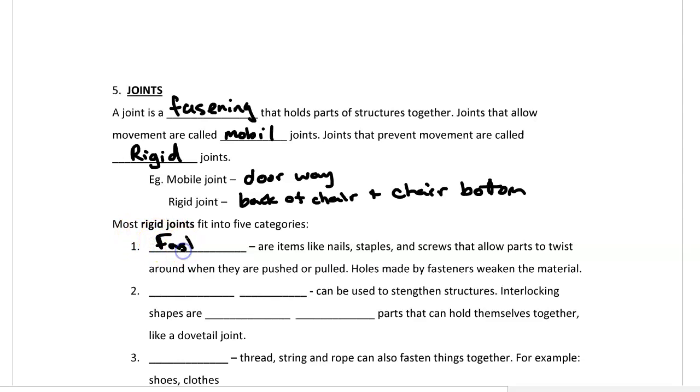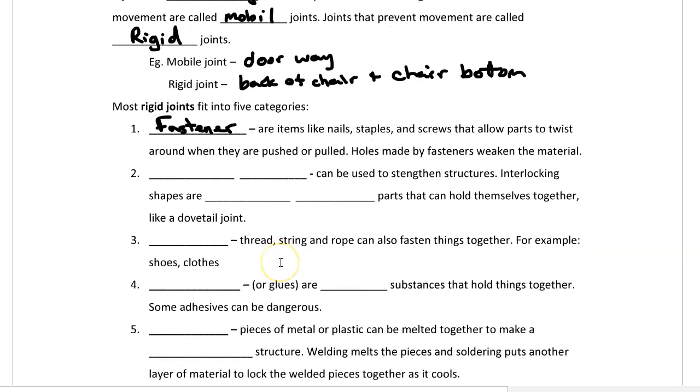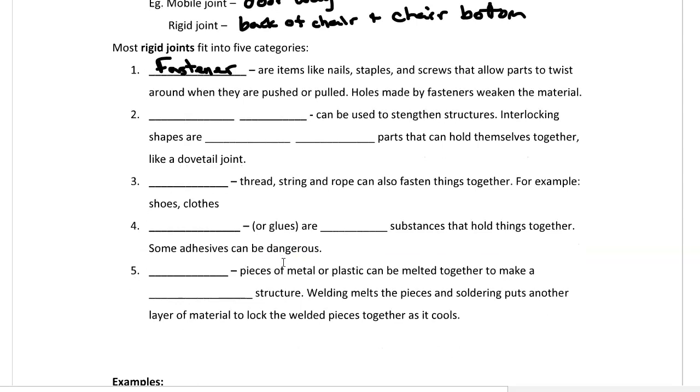The first one is a fastener. Items such as nails, staples, screws, right? Thing that with fasteners, though, the more you use, the weaker you're actually going to make the material, because they actually dig in and remove some of the material.